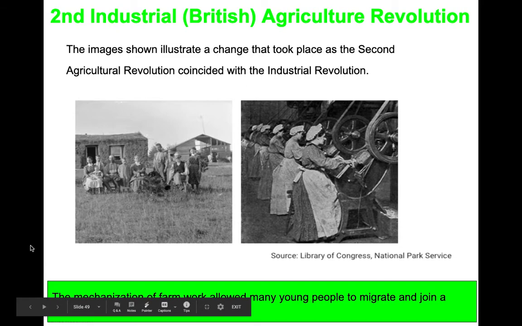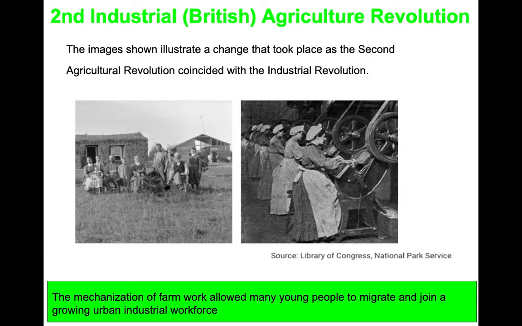We can also see that the Agricultural Revolution coincides with the Industrial Revolution. Now people are interregionally migrating to the city, working factory jobs. And now you see fewer farmers on a farm, characteristics of commercial farming.